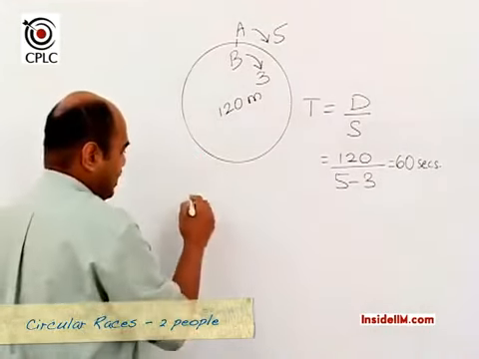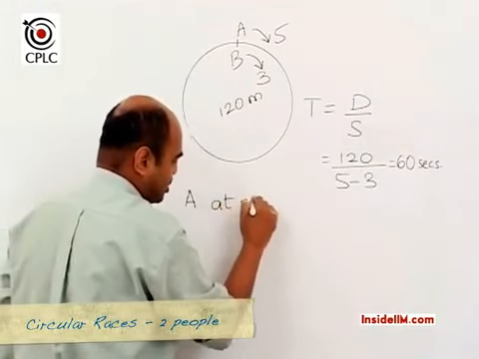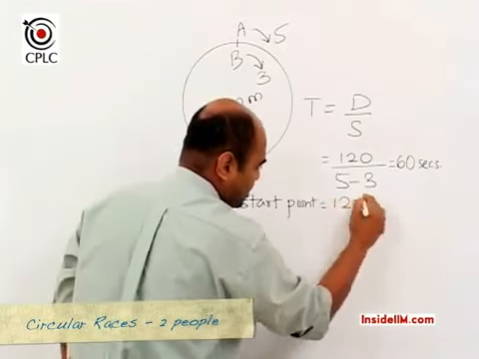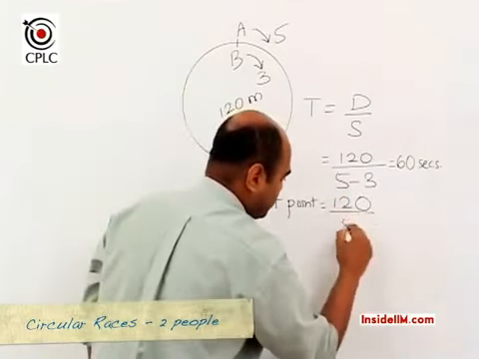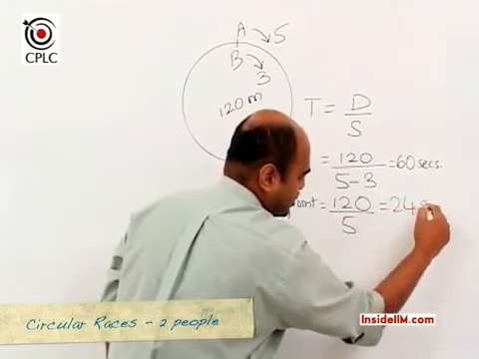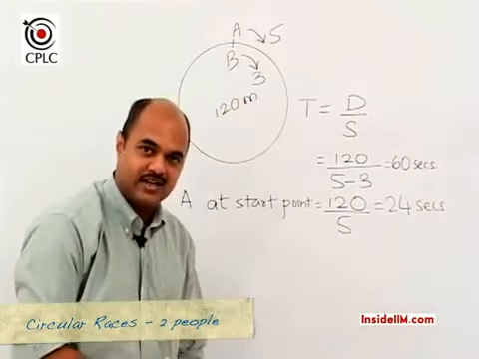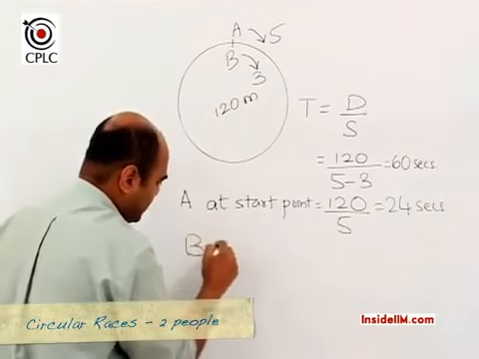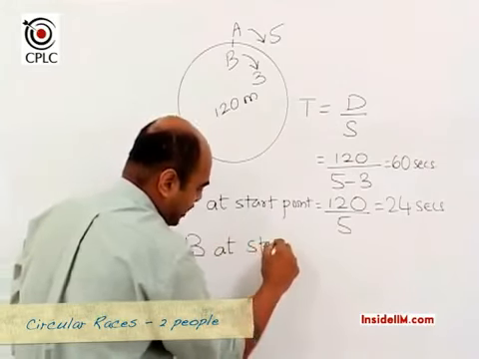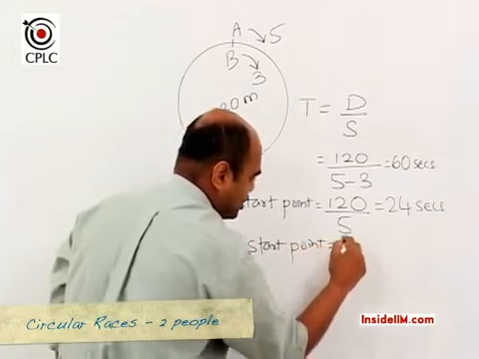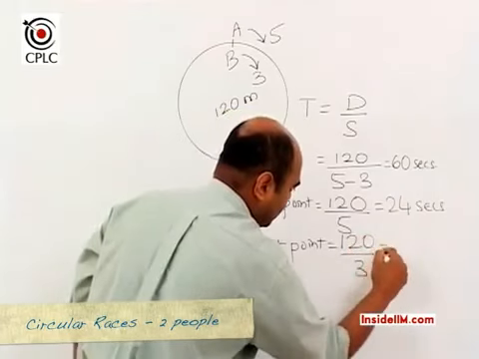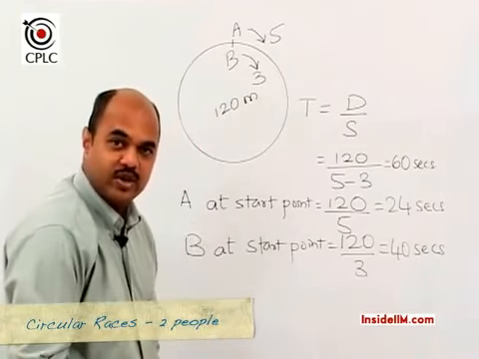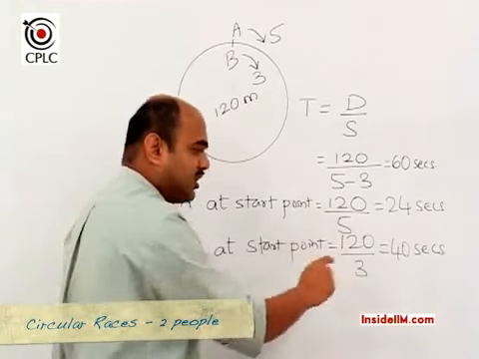reach the start point. So if we talk about A at the start point, which would mean to cover a distance of 120 at a speed of 5, A takes 24 seconds, which tells us that A will be at the start point every 24 seconds. And if we say B at the start point, and if we do a similar calculation, it would be 120 upon 3, which would make it 40 seconds. So this tells us that B is going to be at the start point every 40 seconds.